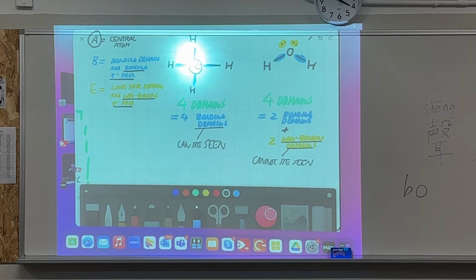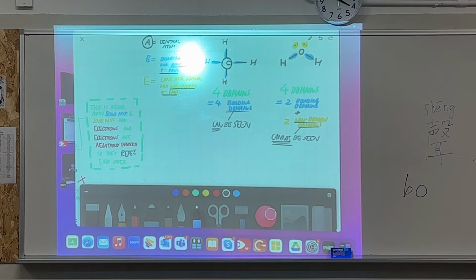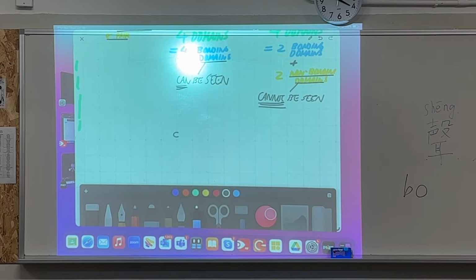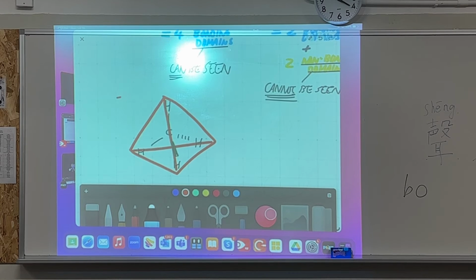So when you draw this molecule out, CH4, what does it look like? You have C, and then H, H, H, H. All four domains around the carbon can be seen. So what is the shape of this molecule? Do you remember the name of the shape? Remember, this is not pyramid, this is tetrahedral, right? Just now. So tetrahedral.